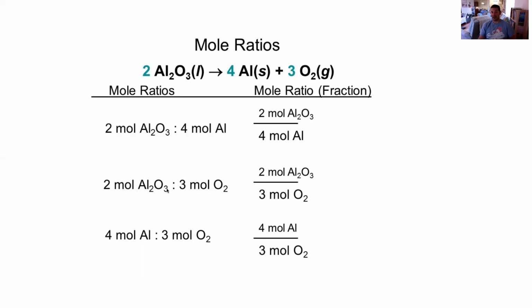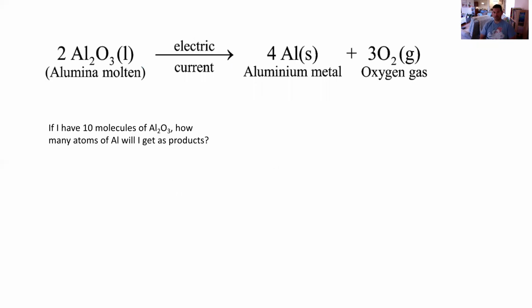The ratio of aluminum oxide to oxygen is 2 to 3, so we could do 2 over 3 or 3 over 2. And the ratio of aluminum to oxygen is 4 to 3, so the ratios can be 4 over 3 or 3 over 4. And I'll show you why we're allowed to change these fractions, but the fractions are what we are going to want. All right, so let's stick with this reaction. The aluminum oxide, also called alumina, is molten. When we run an electric current through it, it will form aluminum metal and it will form oxygen gas. So let's just think about a couple of simple questions.